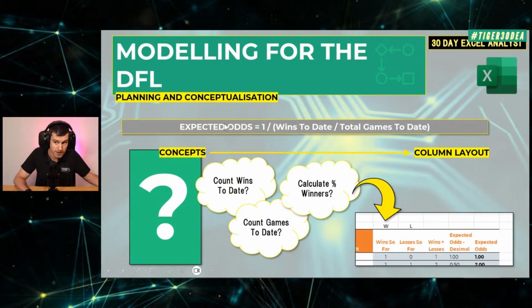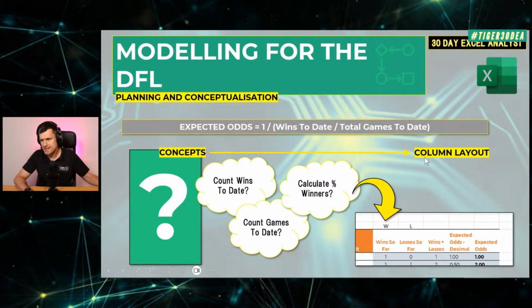So for example, if we're dealing with this expected odds calculation, well, we've got to count the wins to date. That's something we've got to do. And notice we're using active language here. We're looking to count those wins, and there's a count formula in Excel. So we're getting into that translation mode. We need to calculate the percentage of winners, but before doing that, we also need to count the games to date as well. So we're breaking down our calculation into these intermediary steps. So it's our conceptual thinking here.